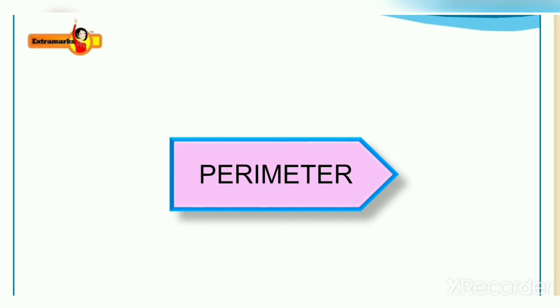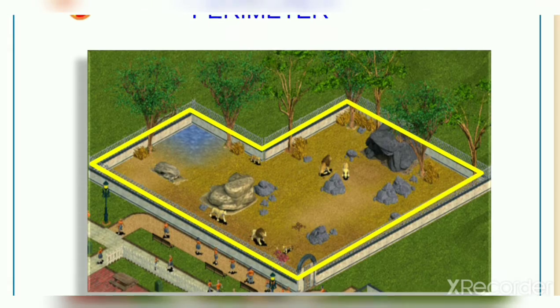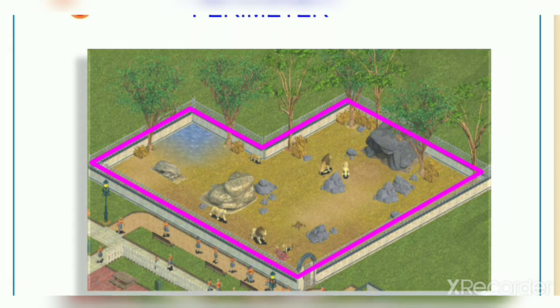Perimeter. Look, the perimeter of this field is the length of the boundary around it.